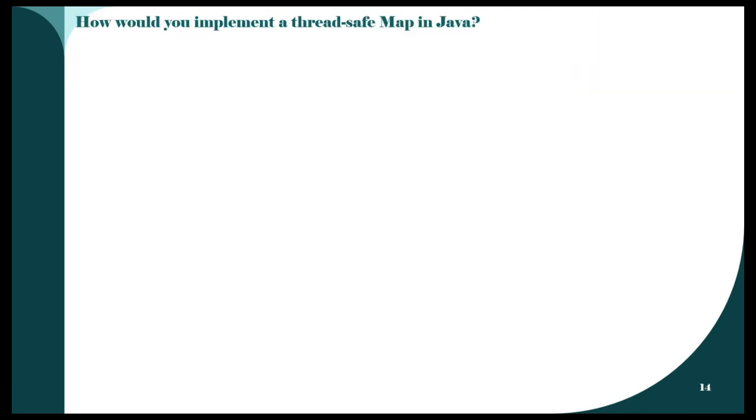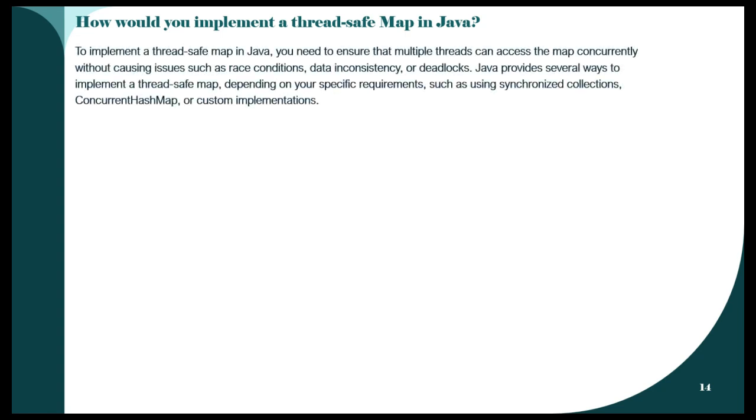Now, the next thing is: how do you implement a thread safe map? In terms of thread safety, you must have an understanding of multi-threading, right? So this question is about multi-threading. How do you implement a thread safe map? Specifically about the map, where when you're dealing with multiple threads, that map can be concurrently accessed without causing any havoc, race conditions, data inconsistency or deadlock.